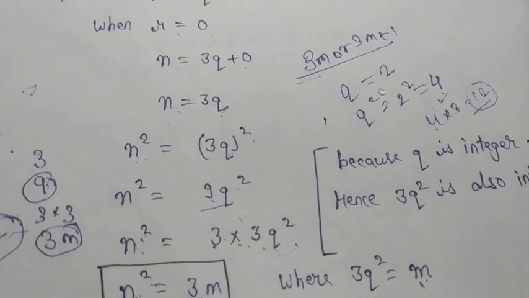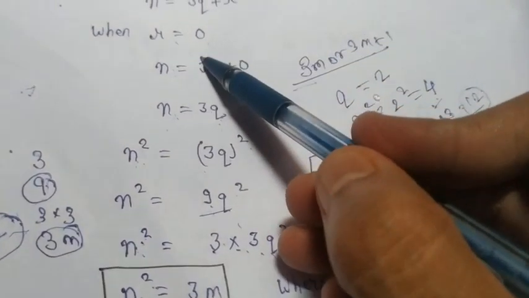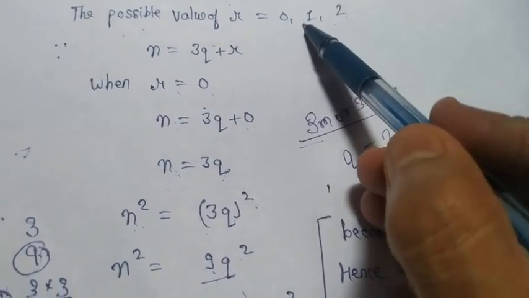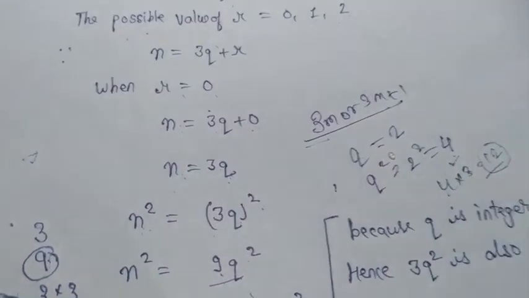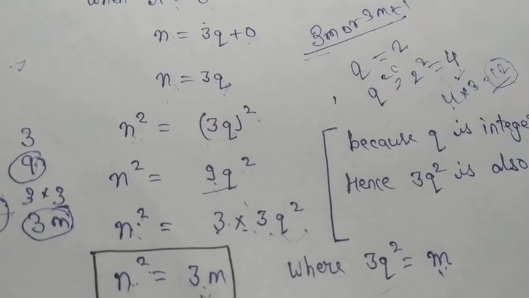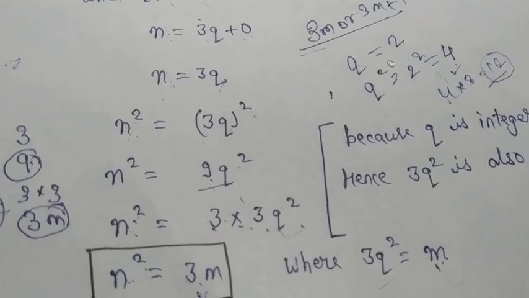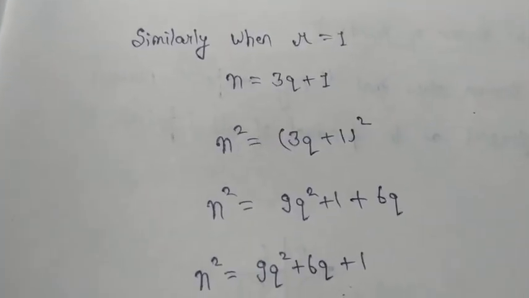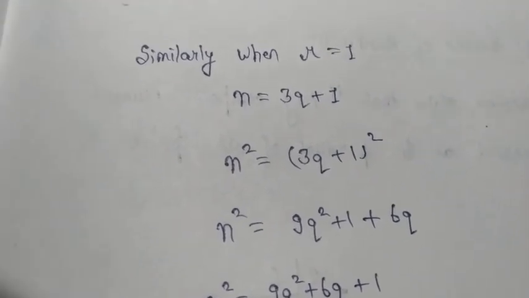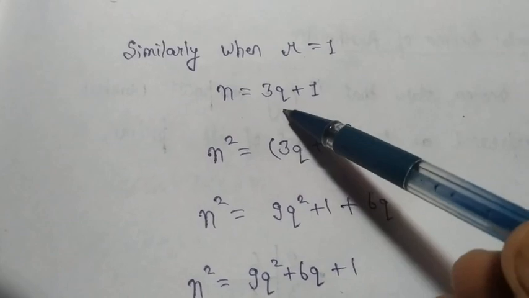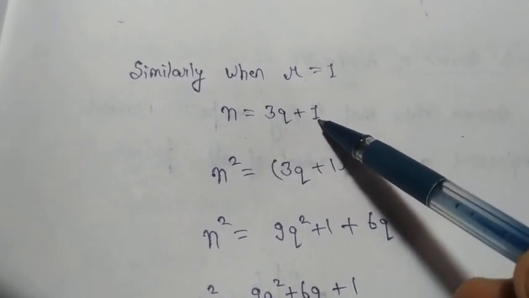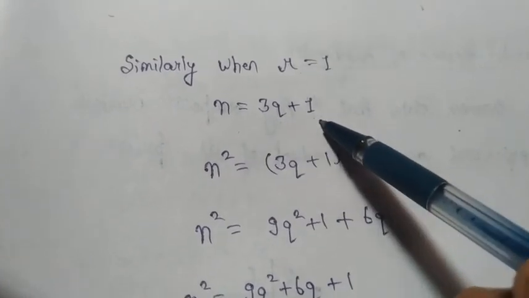So this value we got only for r equal to 0. We have two more values of r, that is r equal to 1 and r equal to 2. So for those values also we will check that the square of a positive integer is either 3m or 3m plus 1 type. Okay, now children, see, when r equal to 1, n will be equal to 3q plus 1, because n is equal to 3q plus r. When you put the value of r as 1, n will be equal to 3q plus 1.